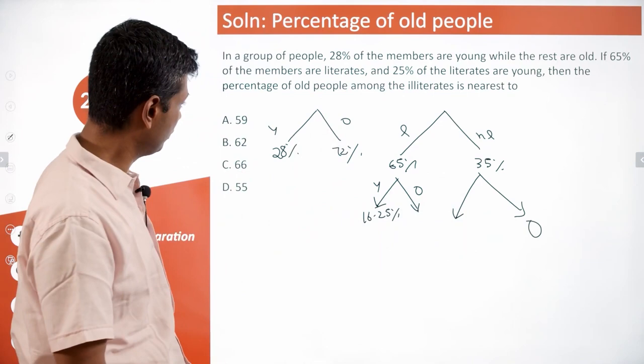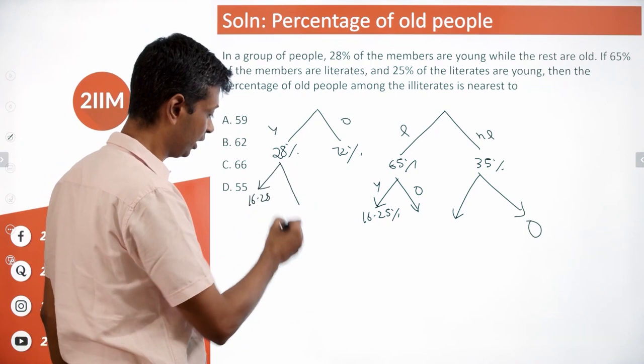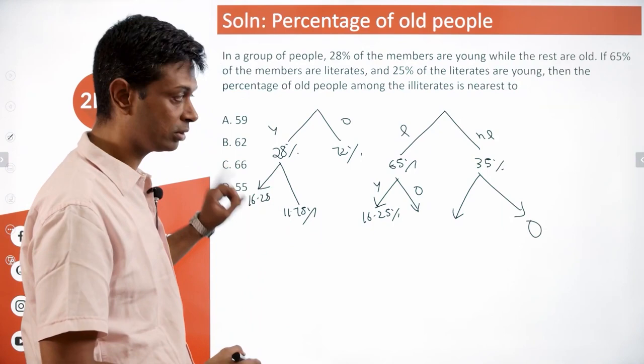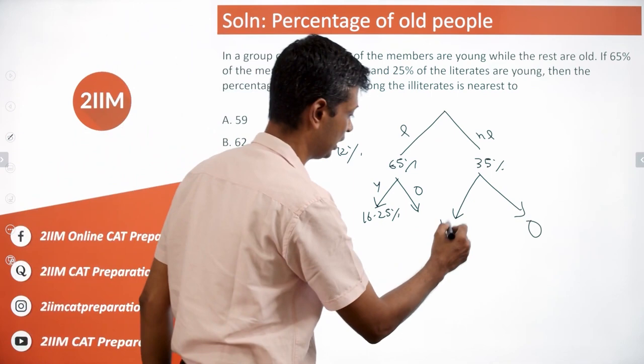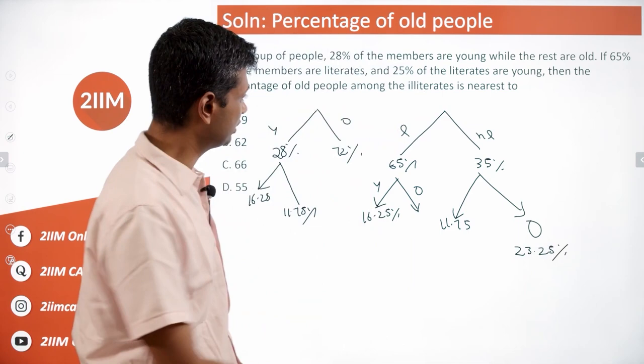among the young people, 16.25% are literate. So not literate would be the remaining. 28 minus 16 is 12. This is 11.75. So out of 28%, 16.25% are literate, 11.75 are not literate. This is the young population. So this is 11.75. The remaining is here. 35 minus 12 is 23. This will be 23.25%. So what percentage of this number is this number?